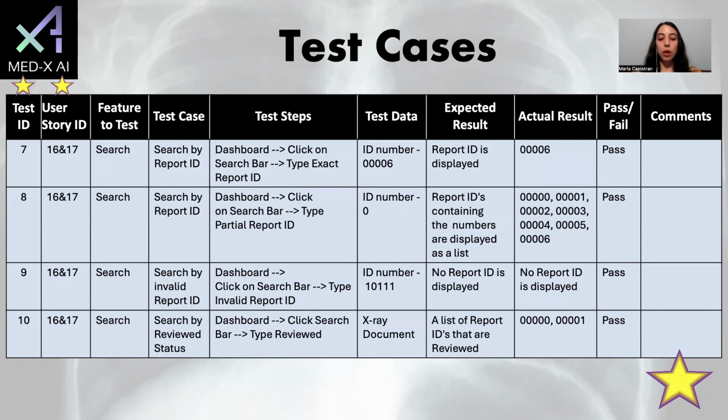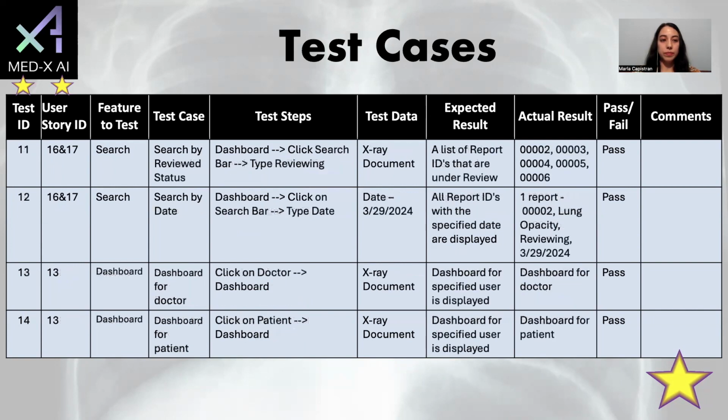For example, when testing the search bar, we used an exact ID, partial ID, and invalid ID. All of these test cases passed. We also tested the search bar by typing the status, either reviewed or reviewing, and by entering a date. Again, all of these test cases passed.